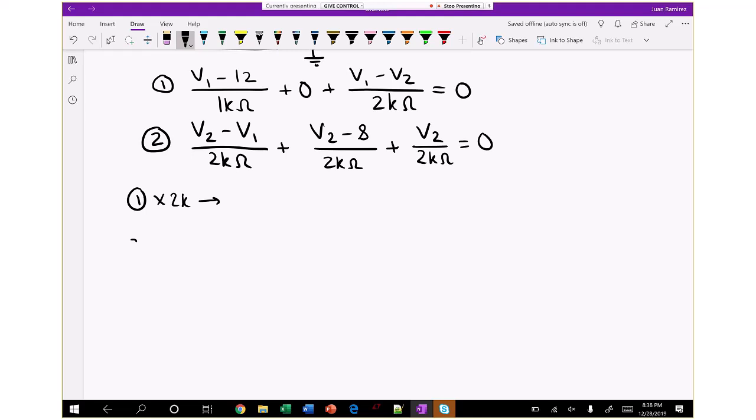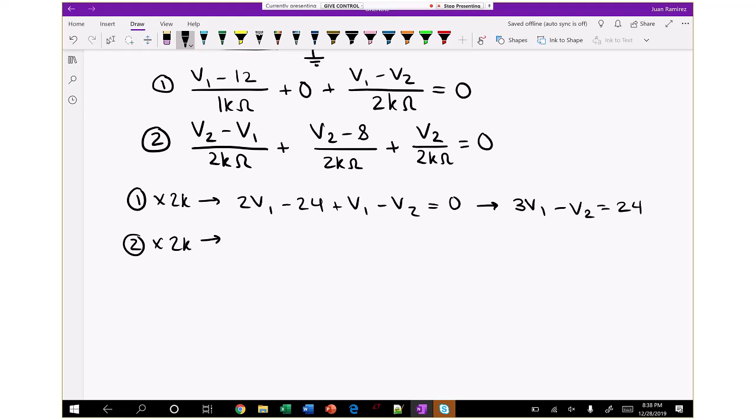And I'll do the same for the second KCL equation. And what do we get? We get 2v1 minus 24 plus v1 minus v2 equals 0. If I combine like terms, that gives me 3v1 minus v2 equal to 24.